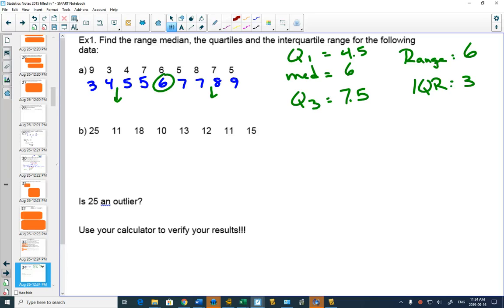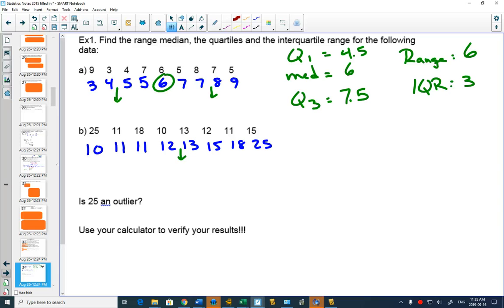In this next one, if I rewrite these, 10, 11, 11, 12, 13, 15, 18, 25, there's 8 terms. The middle is right in between the 4th and the 5th term. Interquartile range is the distance between quartile 1 and quartile 3. If we go from 4.5 to 7.5, that's a distance of 3. So the interquartile range would be 3, just like we found the actual range from 3 to 9 was 6.